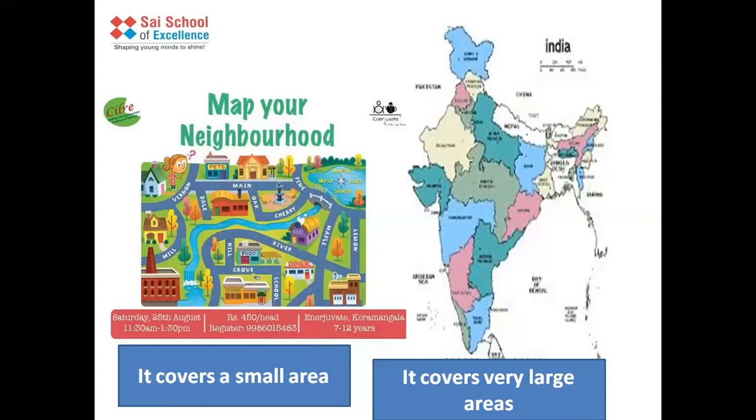The larger the area covered by a map, the more will be the errors in it. For example, a map of your neighborhood can be drawn accurately. Why? Because it covers a small area. But a map of India or a map of the world will have errors because they cover very large areas.